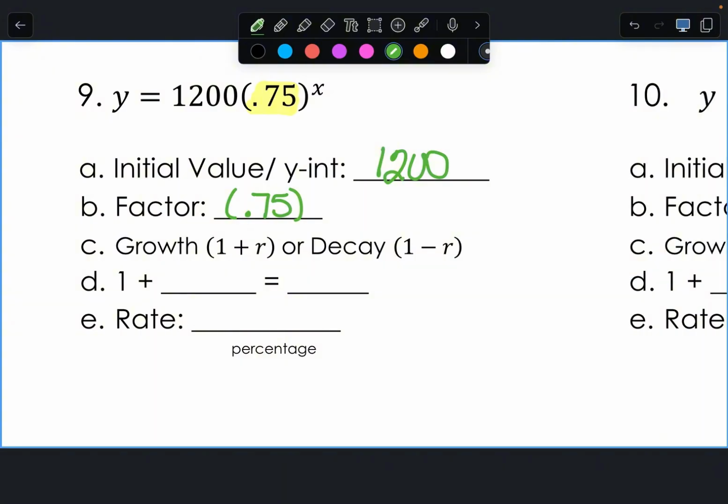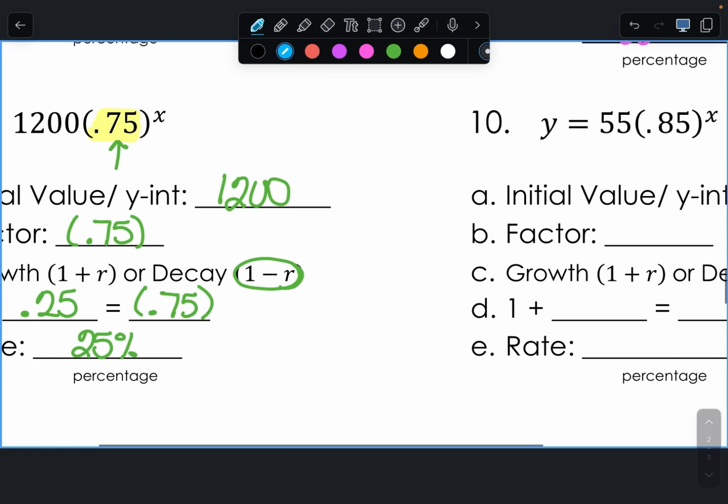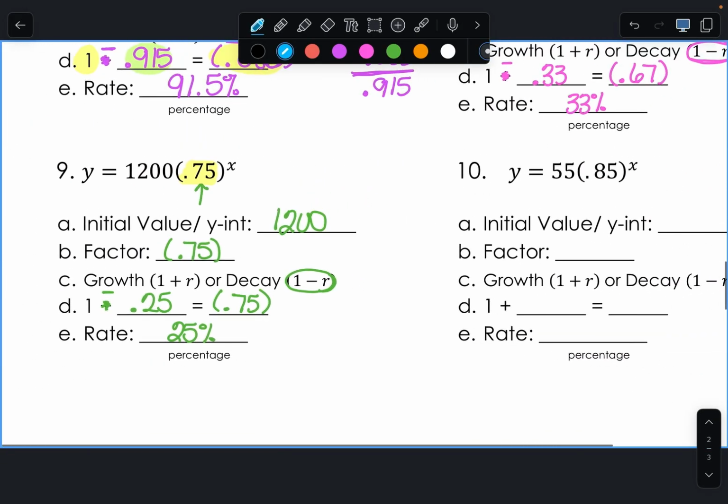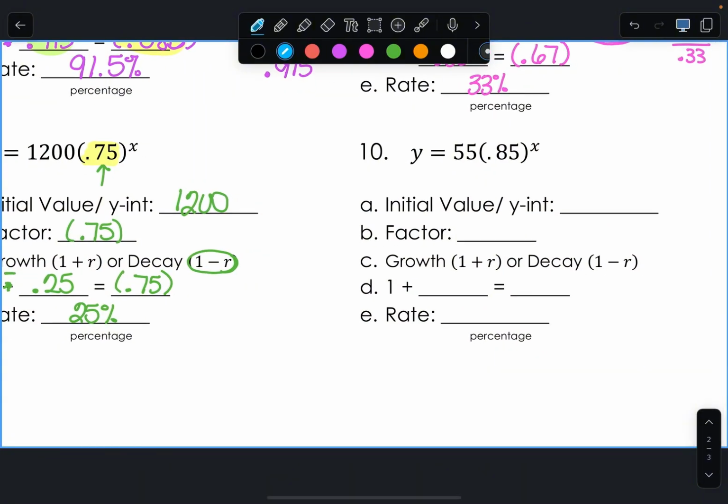Now, 0.75 is a number less than 1, so it represents decay. But you didn't decay by 0.75. You subtracted what to get to 0.75? 0.25. So you're actually decaying by 25%. The number in the equation is 0.75, but you're decreasing 25%. If it asks for a percent, make sure you do your 1 plus or minus. Your assignment is going to be just like this, so don't worry. We're just getting our toes wet here.